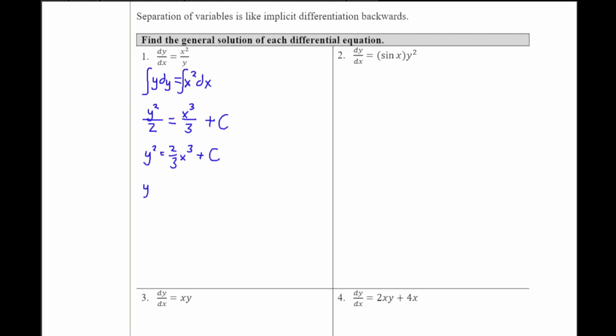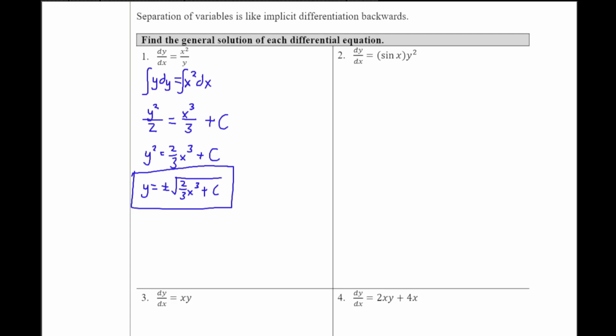Now you can square root both sides, because if you square root a y squared, that gets you a y, and then you do a plus minus square root of 2/3 x cubed plus c. This here is your general solution.